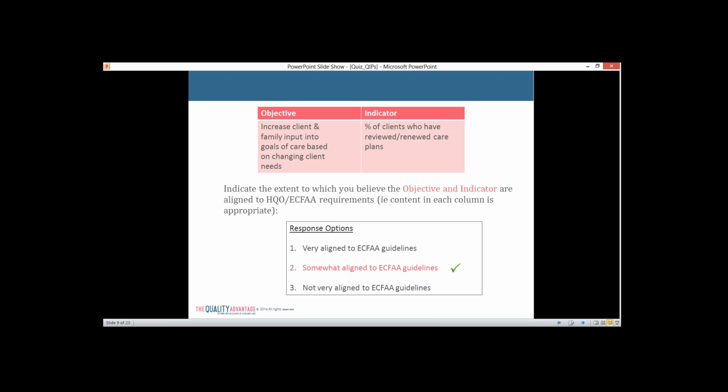It would have been even better and then would have been very aligned to ECFA guidelines if it were articulated as the percentage of clients who believed they were involved in setting goals of care, because then it's the client perspective on their involvement in decision making or their involvement in setting goals.